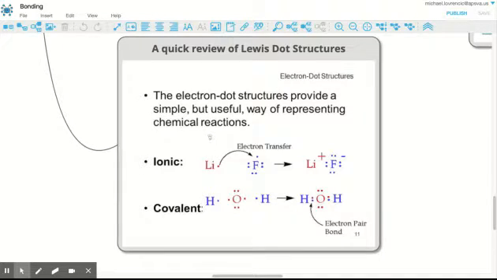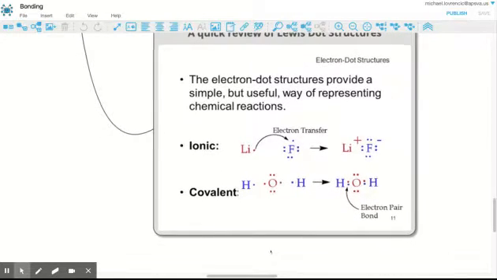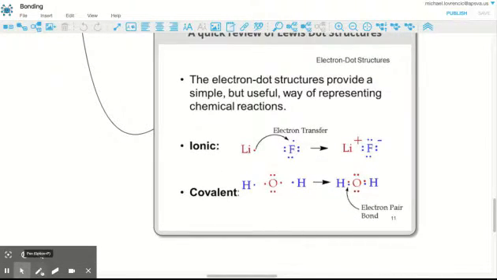The Lewis dot notations or Lewis dot structures for ionic compounds and covalent compounds do look different because they are modeling different types of bonding. And so let me fix this slide here because we need brackets.